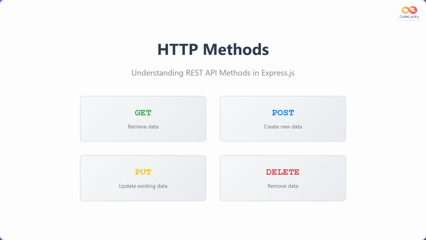Get is used to retrieve data. Post is used to create new data. Put is used to update existing data, and delete, as the name suggests, is used to remove data. Understanding these methods is crucial for creating robust and efficient web applications.